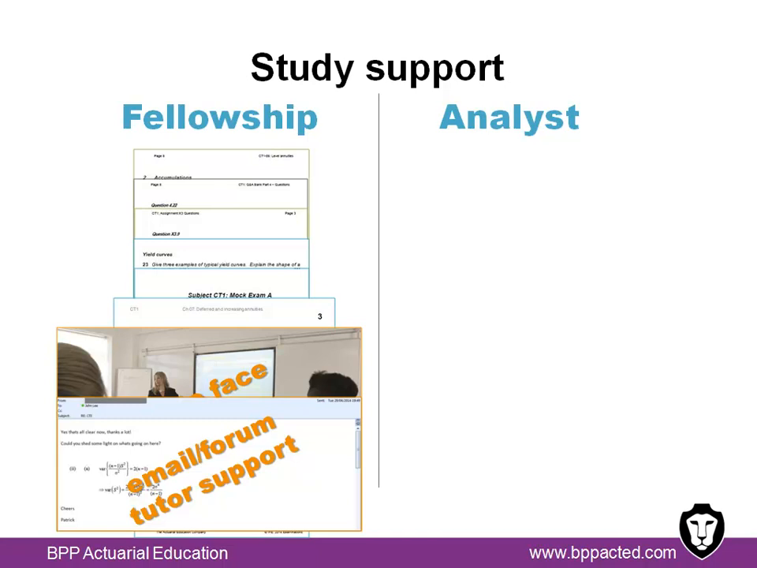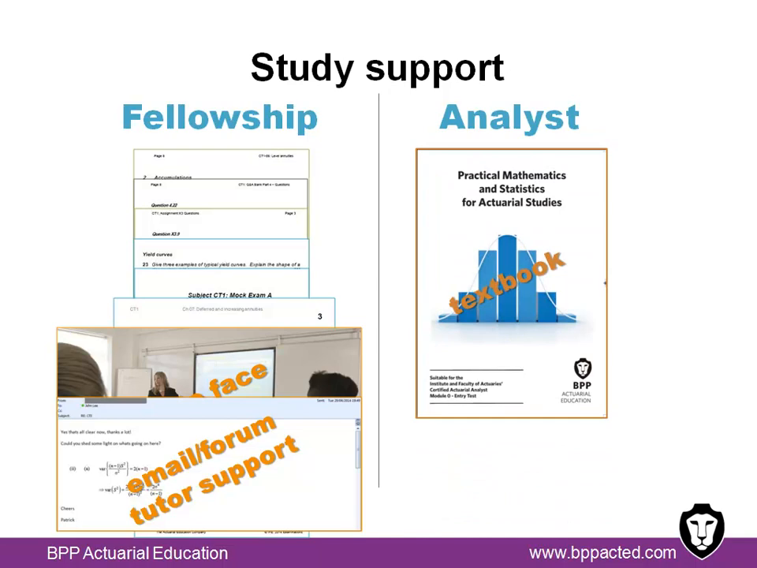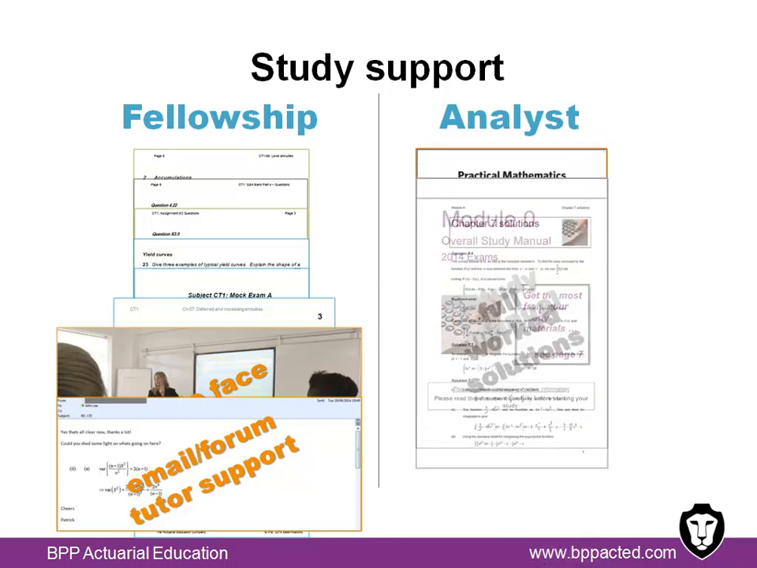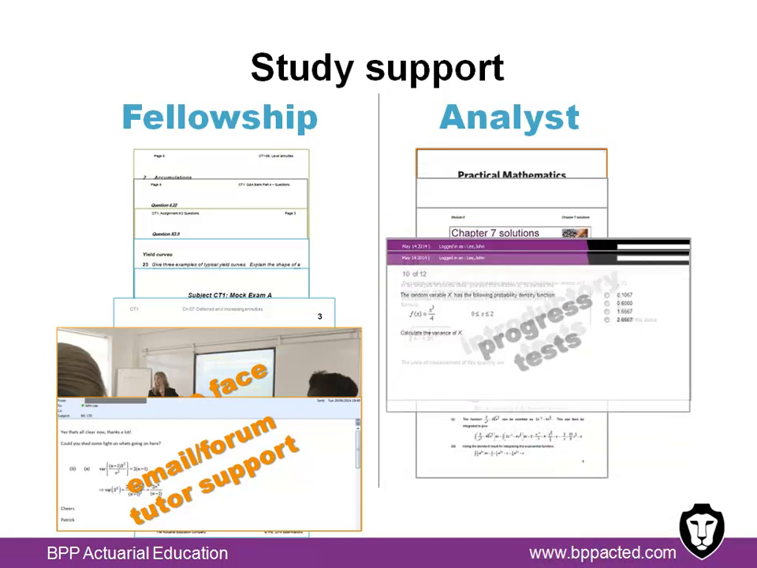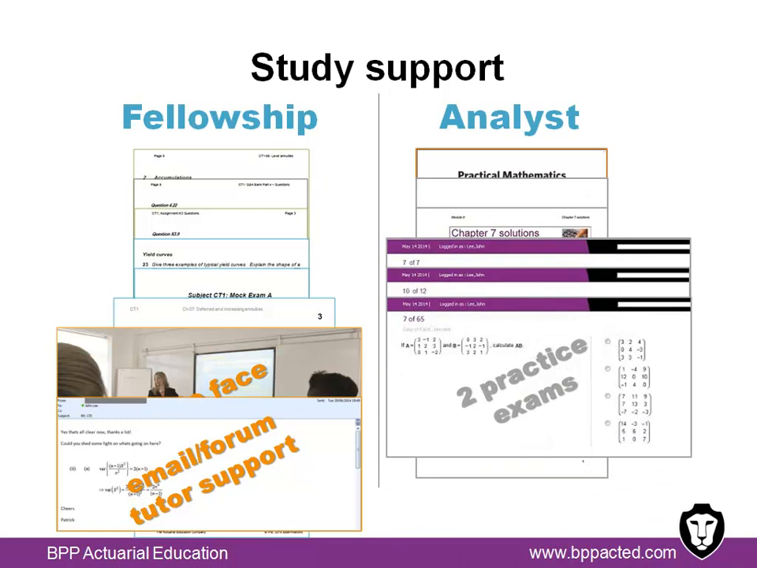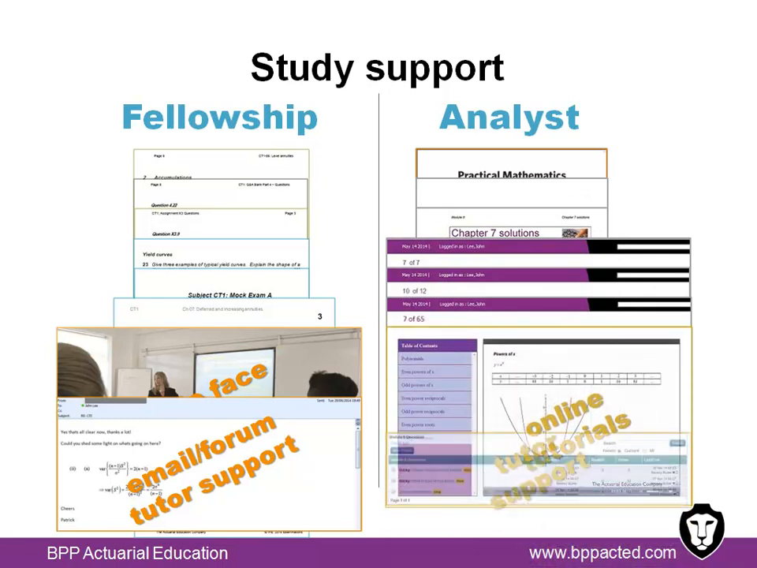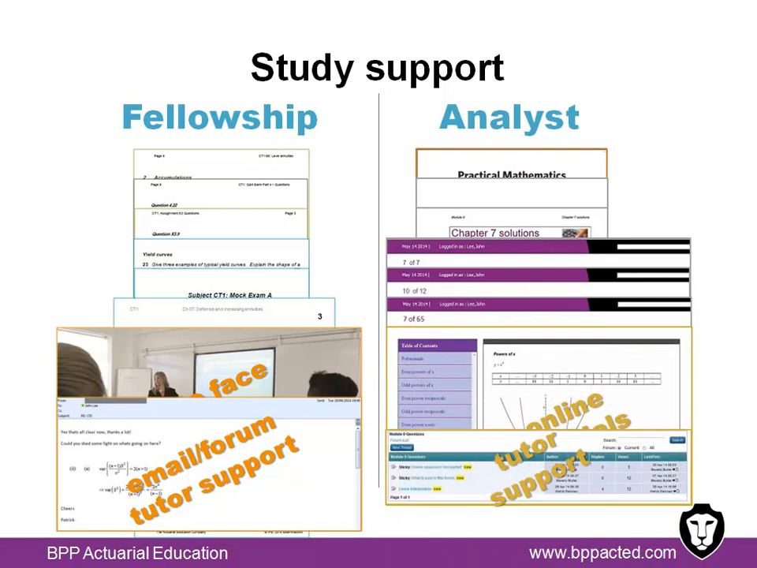So we have worked closely with the Institute and Faculty of Actuaries to create bespoke comprehensive study support for CAA students whatever their budget. The bronze package offers a textbook, whereas the silver package builds on this by adding a range of self-study resources, including multi-choice online tests and practice exams. And finally, the gold package adds online tuition for each topic and tutor support for all your queries.